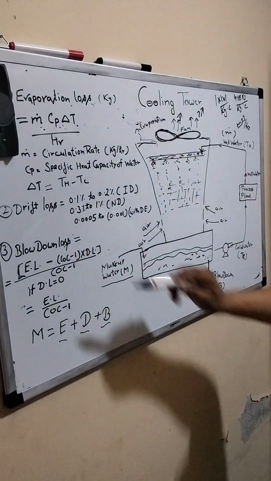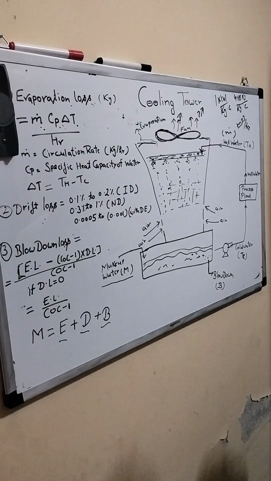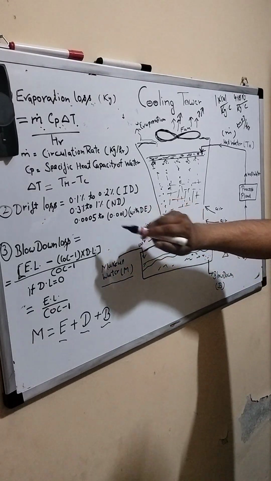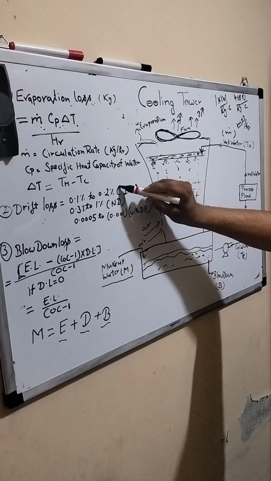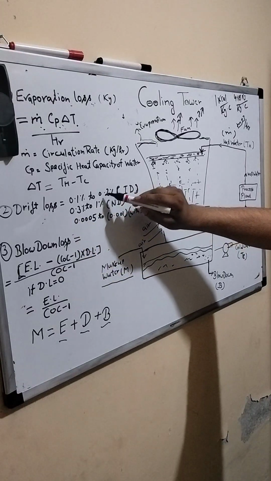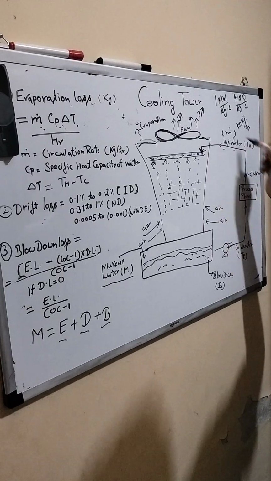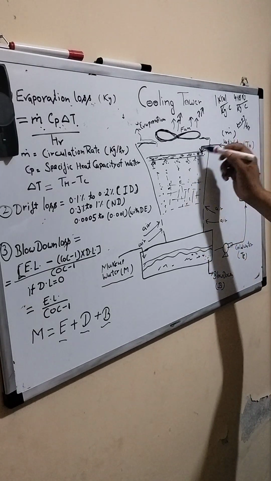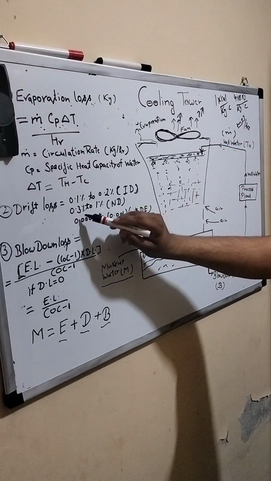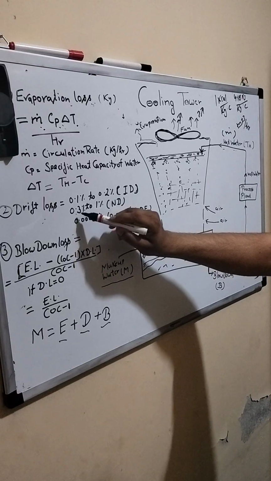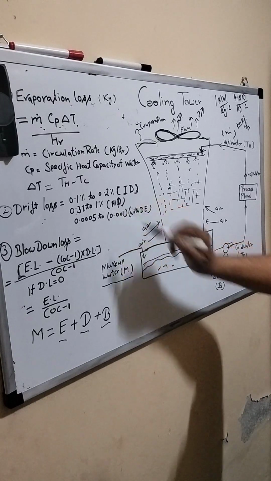Now drift loss. Generally in the calculation we take drift loss as negligible because the value is very small. For an induced draft type cooling tower, it is 0.1 to 0.2% of the circulation rate of hot water, the water which is flowing in the pipeline and coming into the cooling tower. The value is between 0.3% to 1% in a natural draft type cooling tower.